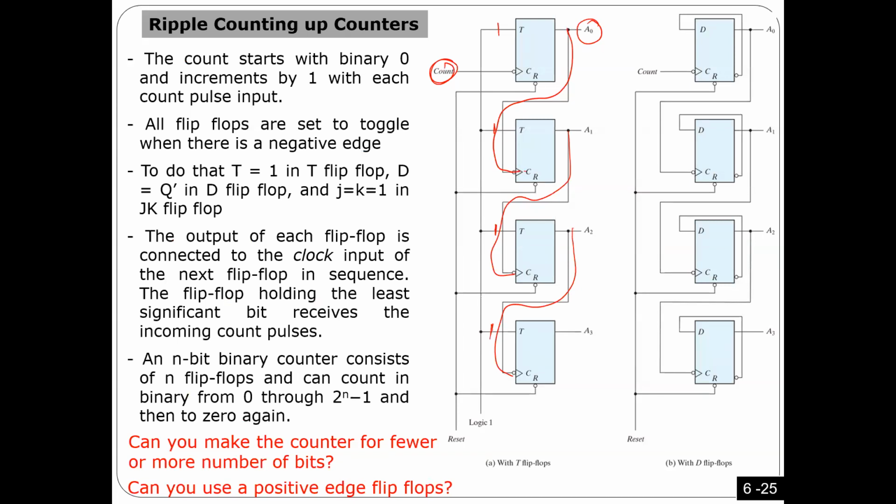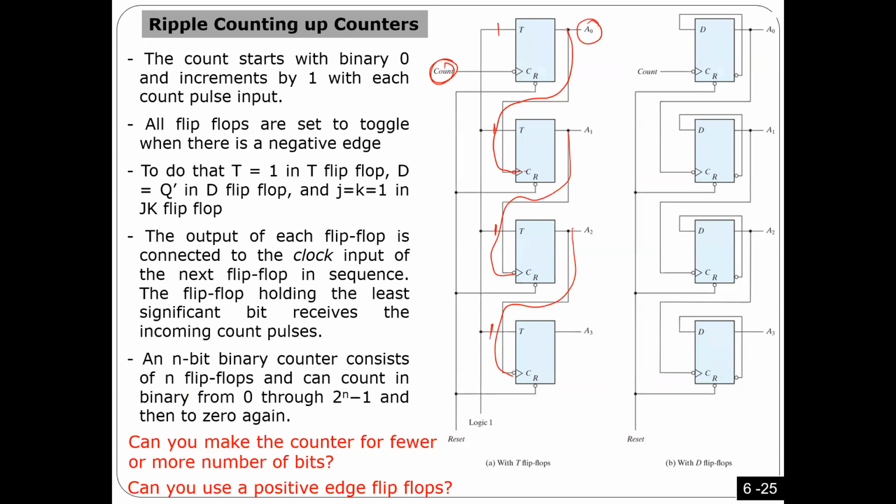And all of them are in the toggle or complement mode. So any one of them can complement, right? Let me ask you a question. For example, I designed a 4-bit counter here. In exams, if I tell you, can you make a 3-bit? Yes, just delete one, remove one. That's very simple. If I tell you, make it a 6-bit counter, just connect two more here. That's it. You got what I'm saying?